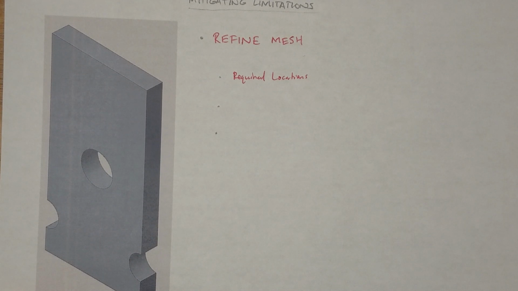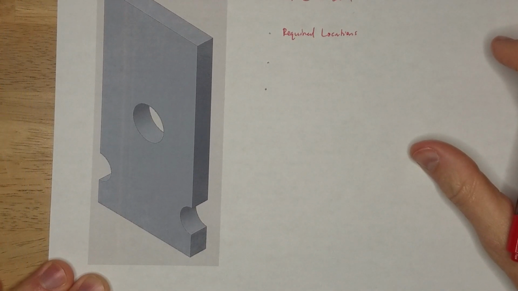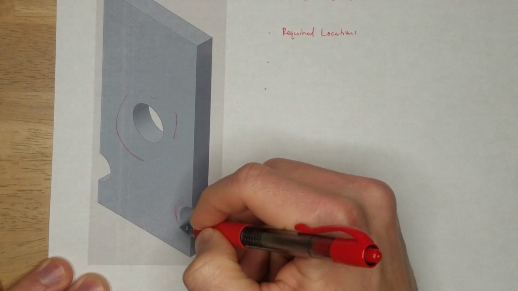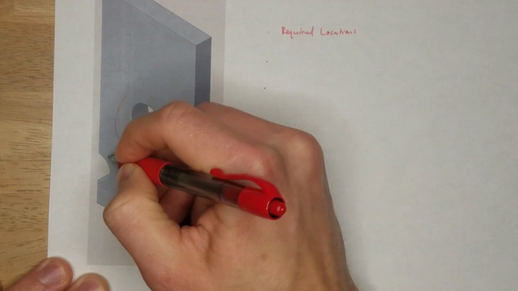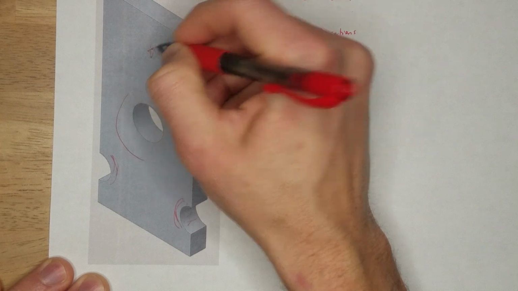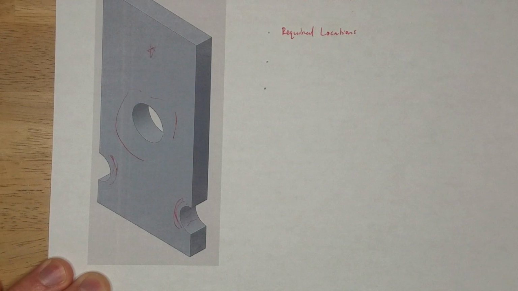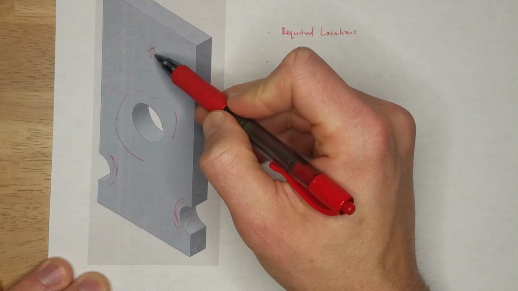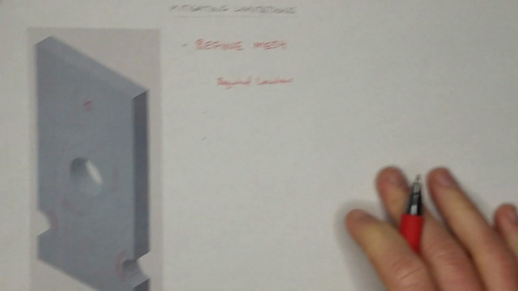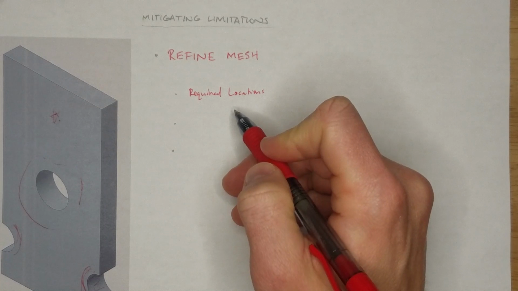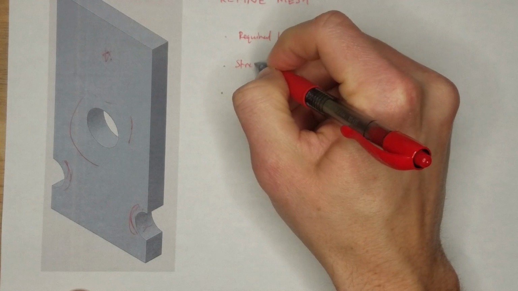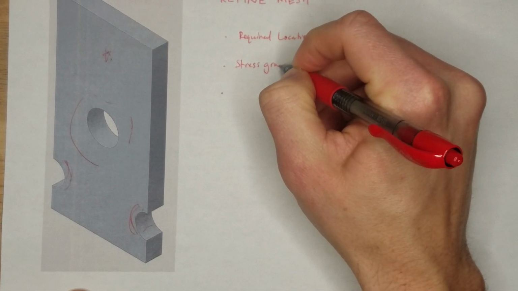So looking at this guy here, I know just by looking, I'm going to get stress around the hole and around my curves here. I'm probably not going to get max stress here, so I don't really care too much about how accurate I am right here. I care about accuracy here and here. So we only want to refine the mesh at required locations. The second thing is we need to refine the mesh where we have a stress gradient or anywhere we have a stress contour.